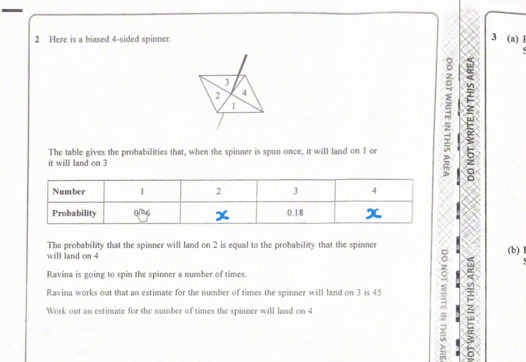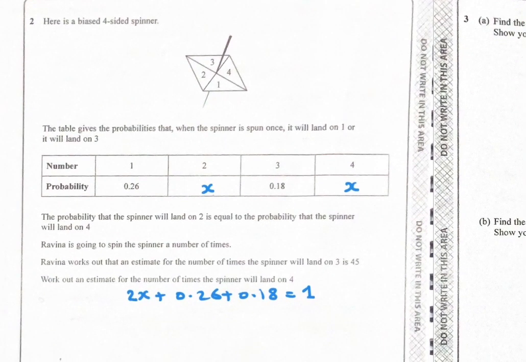So now if we add all, we get 1. So 2x plus 0.26 plus 0.18 equals 1. Then we can solve for x. So x equals (1 minus 0.26 minus 0.18) divided by 2, which equals 0.28.